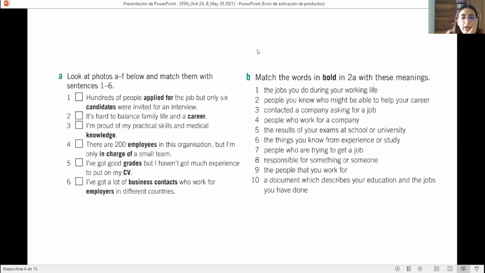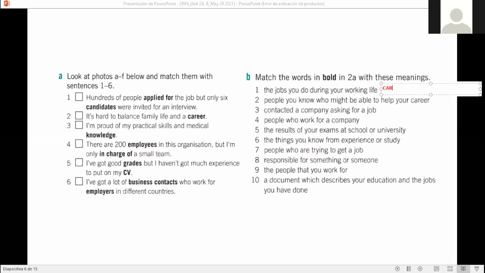For example, here we have the jobs you do during your working life. What do you think they are? ¿A qué nos referimos? ¿Cuál de estas palabras en negrita sería la que corresponde a este significado? The job you do during your working life. Career. Exactly, your career. Number 2, people you know who may be able to help your career.